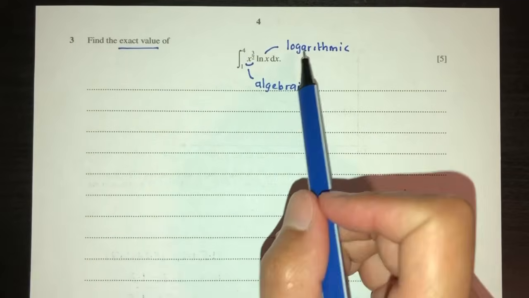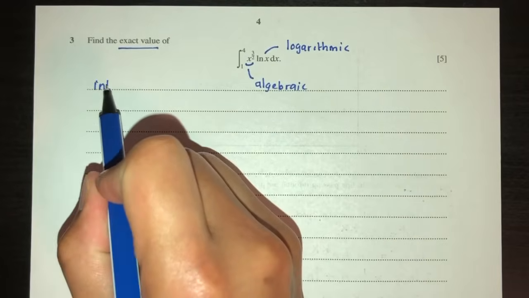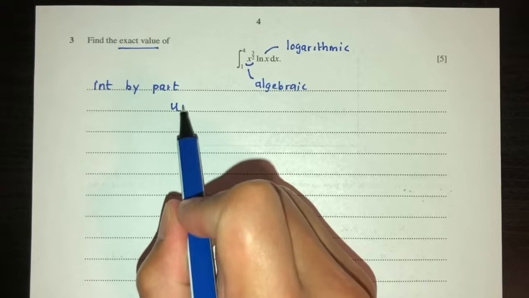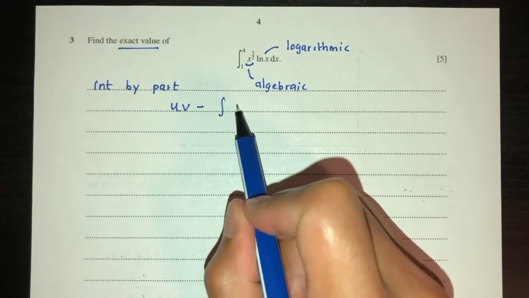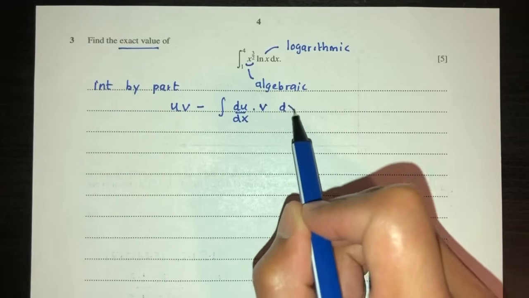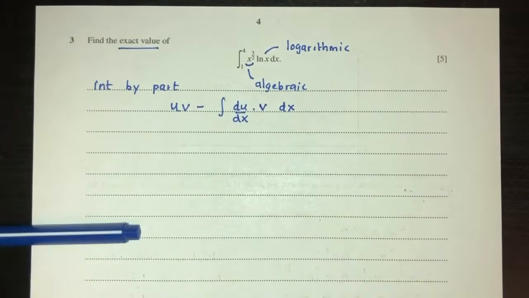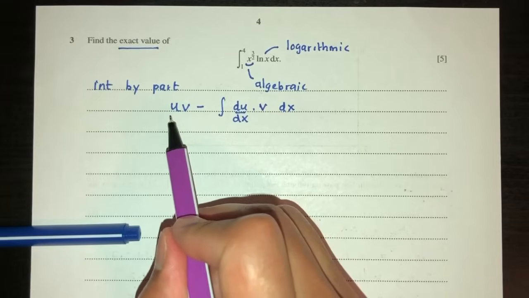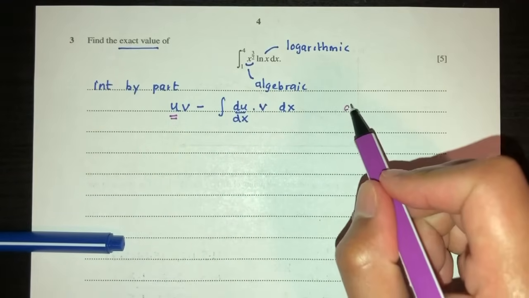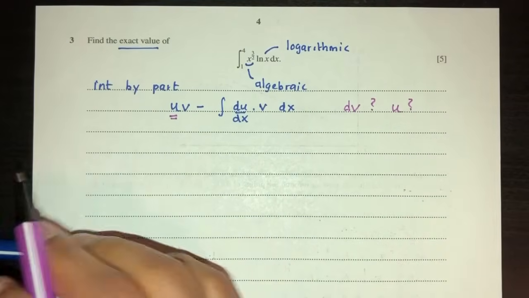So when you have these two kinds of function, usually we have to use integration by parts, which is uv minus the integration of du by dx and then v dx, right? That will be integration by parts. So now we have to choose which one will be u and which one will be dv. So how do we choose this?